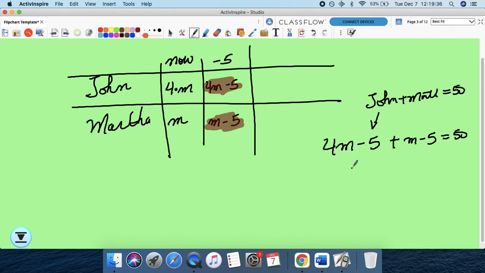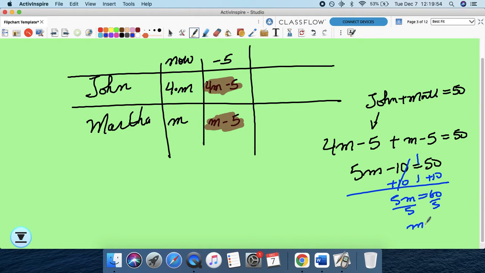Combine like terms, we got 5m, right? 4m plus m is 5m. Minus 5 and minus 5 is negative 10. Equals 50. Two-step equation. We're going to add 10 to both sides. 5m equals 60. Divide both sides by 5. And m equals 12.